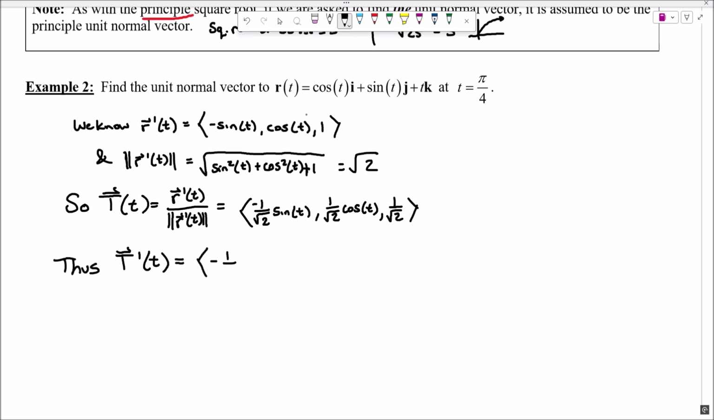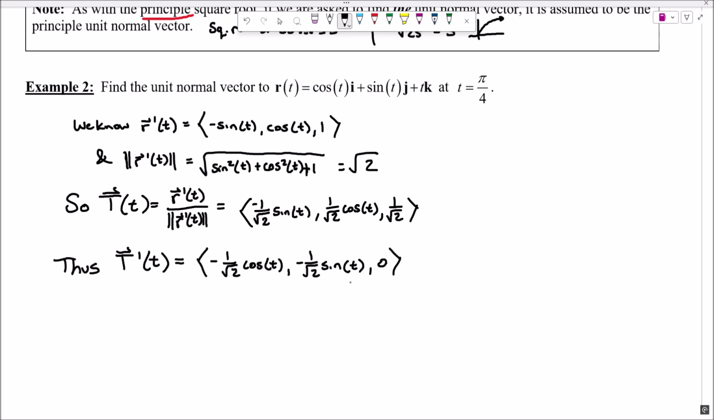But now that I have it, it's really easy to calculate the derivative. My derivative here should be negative 1 over root 2 cosine of t, comma, negative 1 over root 2 sine of t, and my final component, being a constant, is going to have a derivative of 0. Keep in mind if I wanted to find my unit normal vector, I'm almost there. I have a normal vector because the derivative of T is automatically orthogonal to it. But it isn't the right length yet.